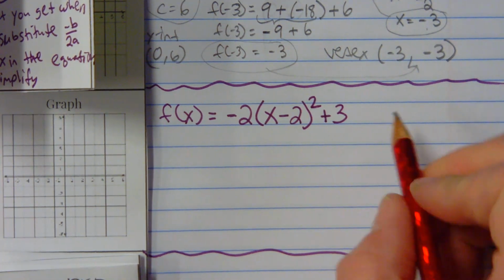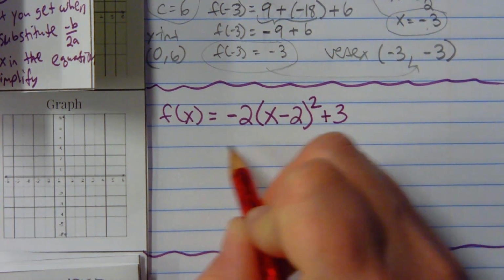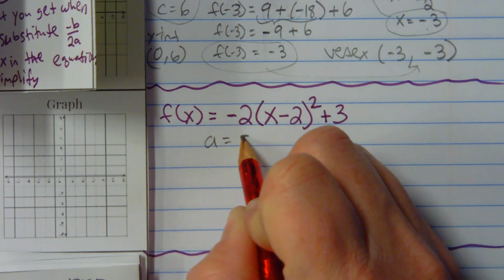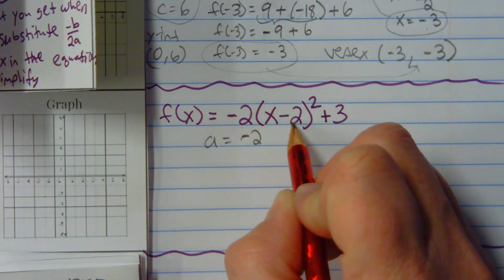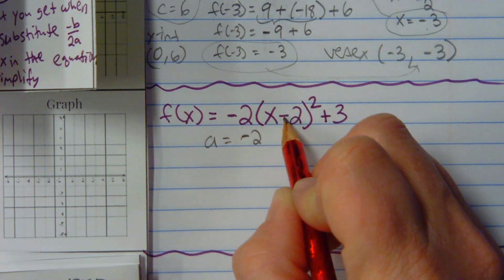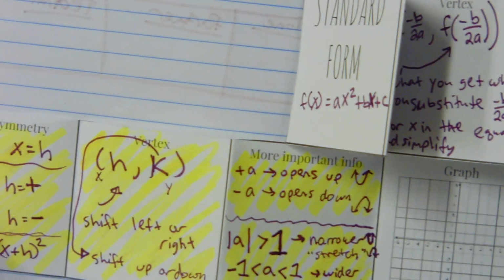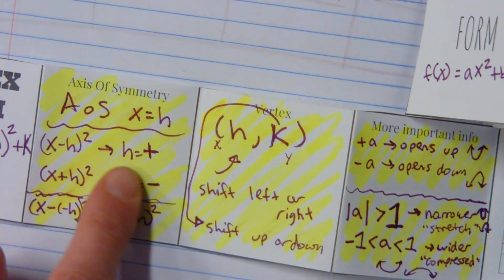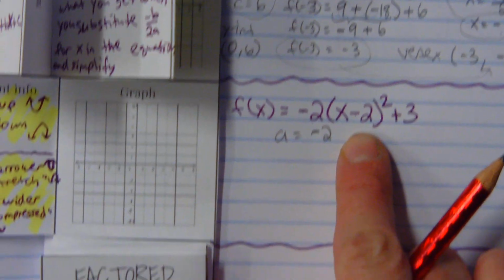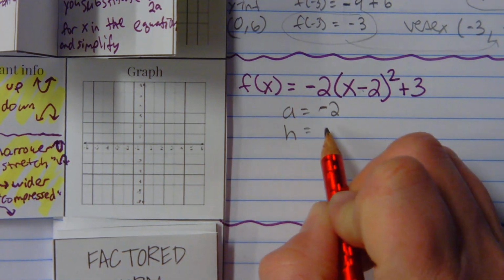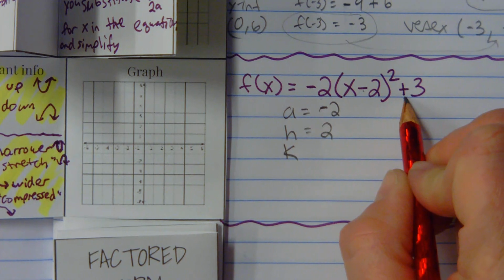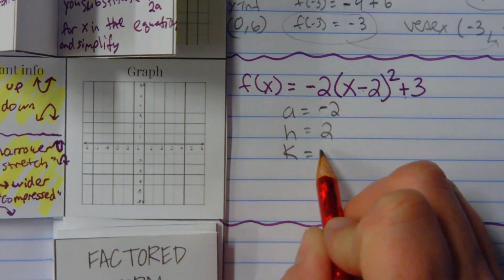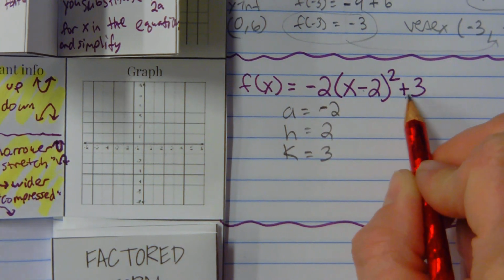So I know that my A is -2. That's right here. This is x minus h. So because it's subtraction, I'm going to go back over here. It's x minus h, so I have a positive h value. So this is a positive h. So positive 2. And then my k value is whatever that says. So it says plus 3, so it's a positive 3. If it said minus 3, it'd be a negative 3.